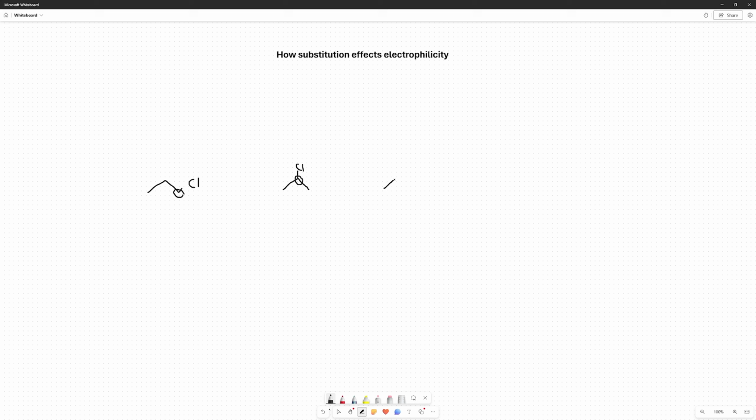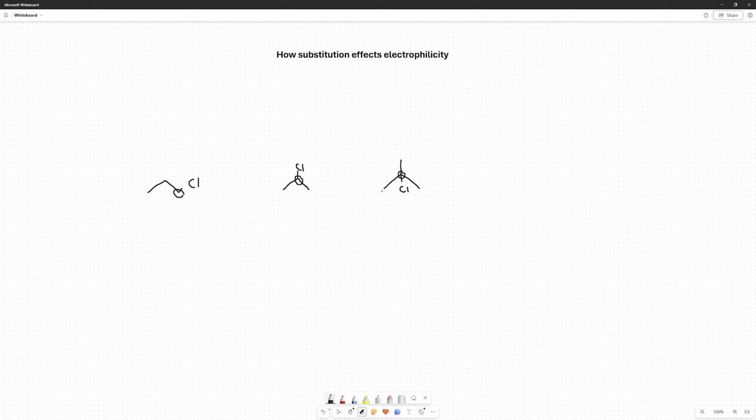And we could have something like this, which is 2-chloromethylpropane. And in this case, it's also going to be electrophilic at the second position carbon. But which one of these is going to be the most electrophilic?